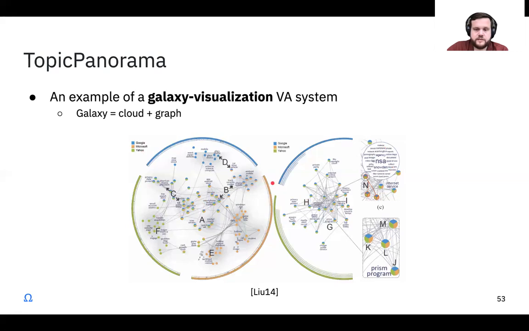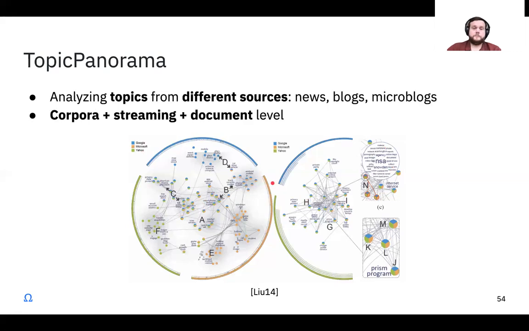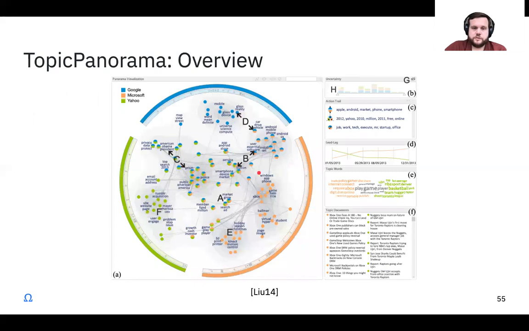So let's delve into this. We are actually analyzing topics from different sources: the news, blogs and microblogs, accessible from these three search providers. And again, we have combined corpora plus streaming plus document level, because it's news and a large volume of it, and for the same reasons that we have mentioned with some of the previous approaches.